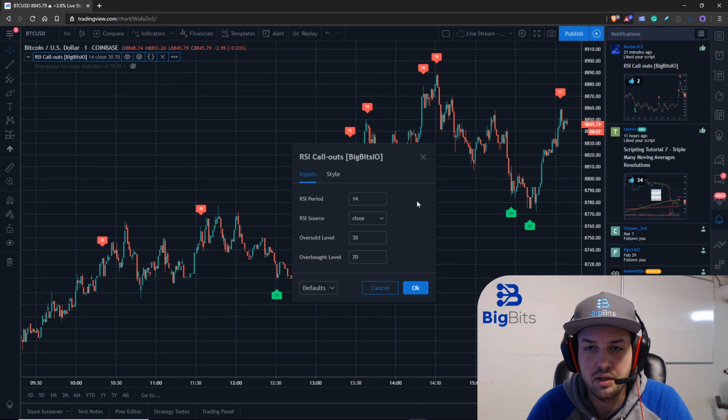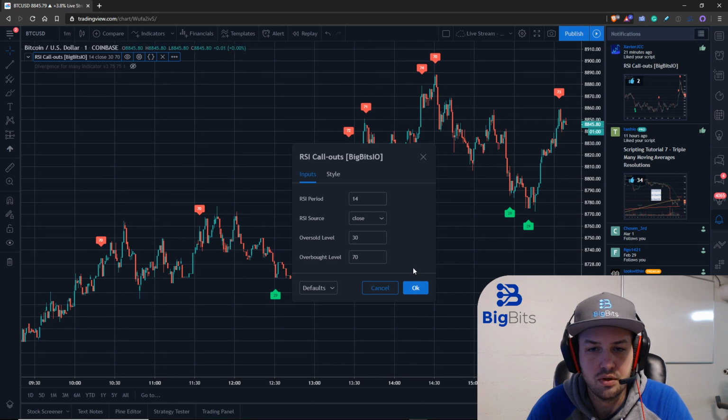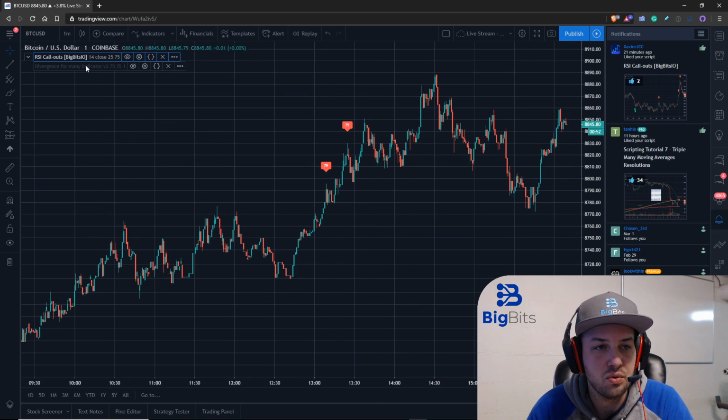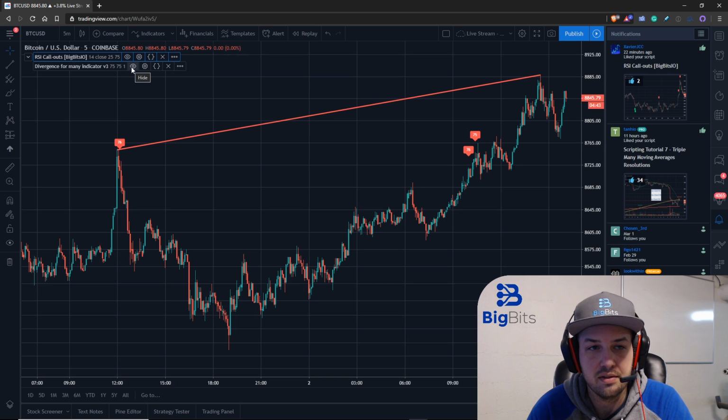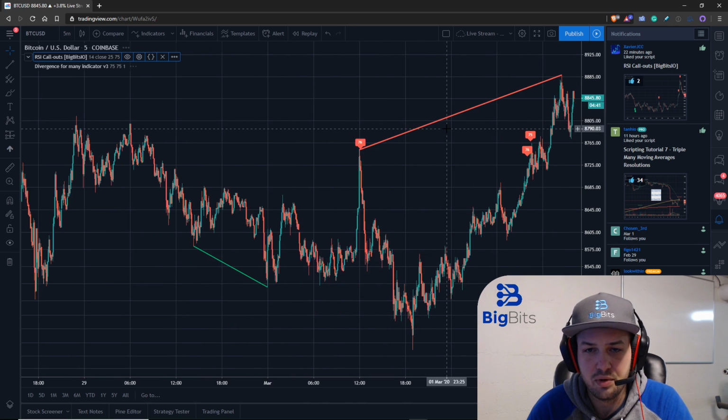Let me actually change this back to 75 and 25. Not a whole lot at 75 and 25, but let's go back out to the 5 minute and take a look at this divergence indicator, which is pretty interesting.